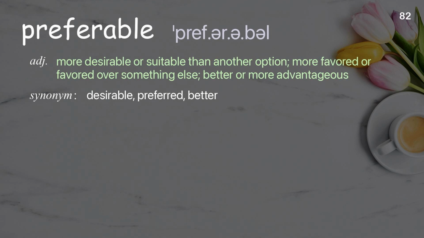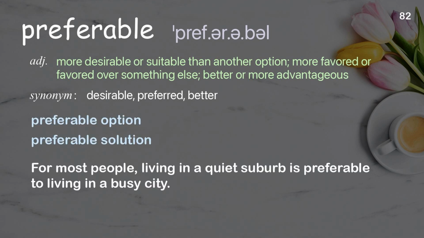Preferable. More desirable or suitable than another option, more favored over something else, better or more advantageous. Examples. Preferable option. Preferable solution. For most people, living in a quiet suburb is preferable to living in a busy city.